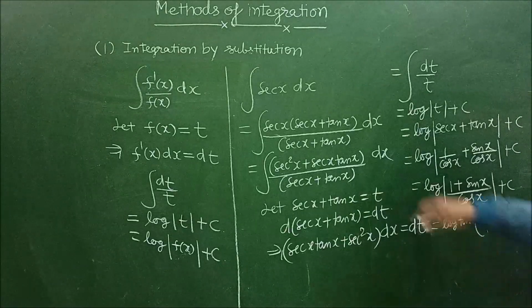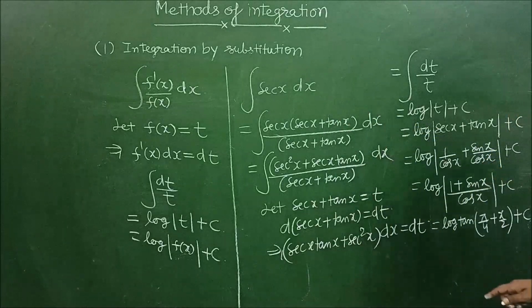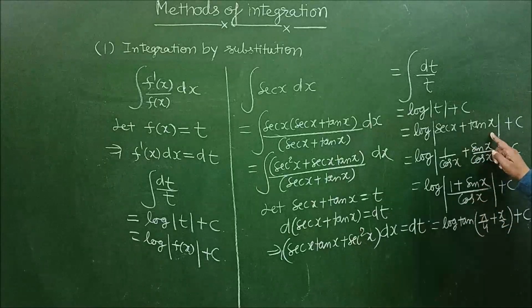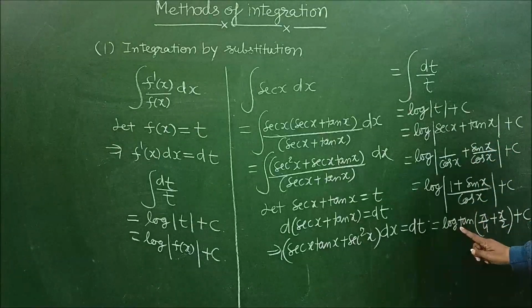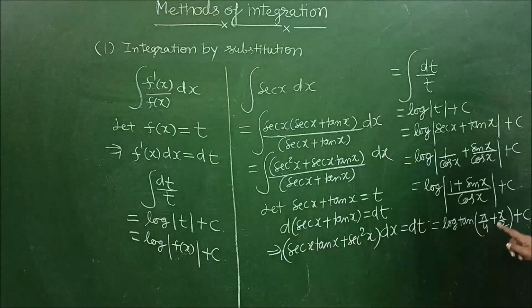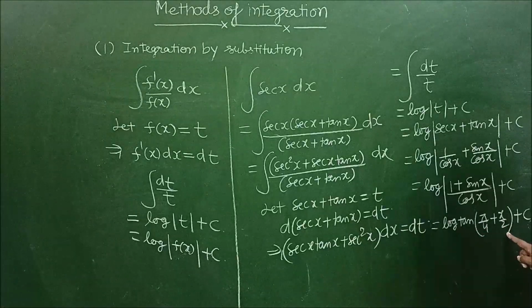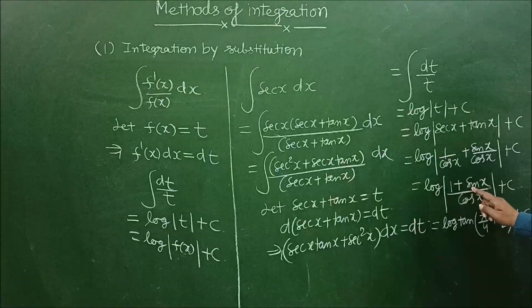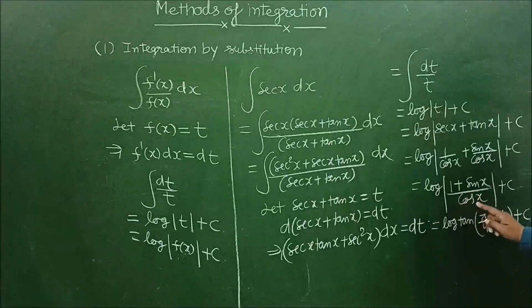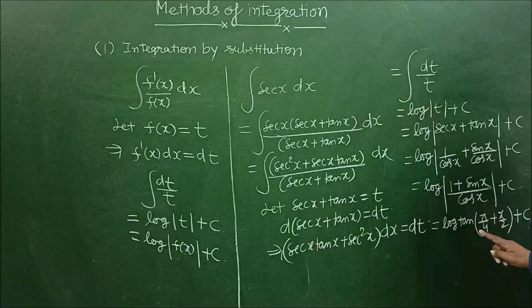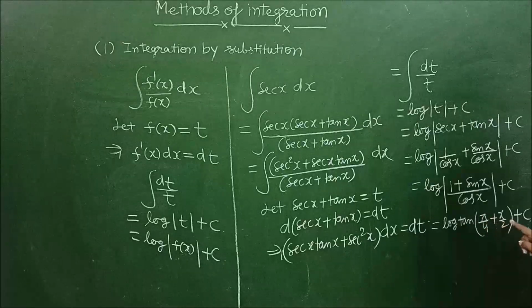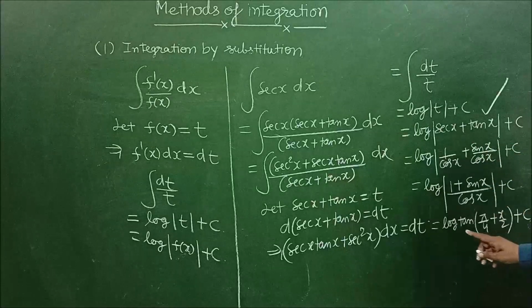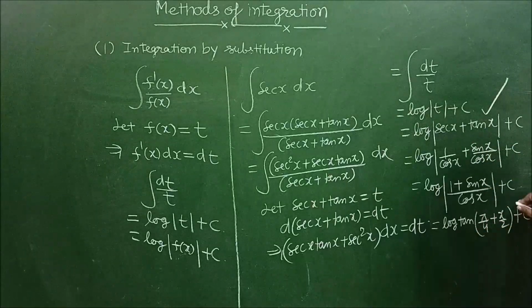So the integration of sec x dx is equal to log (sec x plus tan x) as the first form, and the second form is log tan (pi by 4 plus x by 2), which is obtained by simplifying this, bringing it in the cos form, and then bringing the denominator in the sin form and simplifying. So either we can use the formula log (sec x plus tan x), or we can use log tan (pi by 4 plus x by 2).